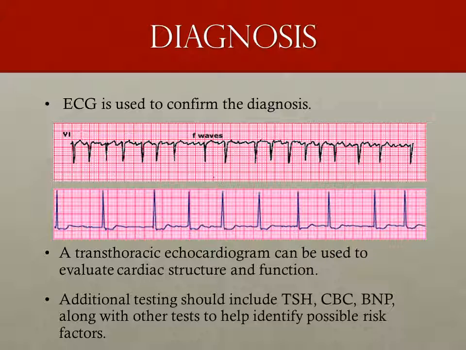Additional testing should be done. A TSH is used to rule out hyperthyroidism as the potential cause of AFib, and other tests should be done to rule out underlying risk factors, such as screening for diabetes and a BNP to assess heart failure.